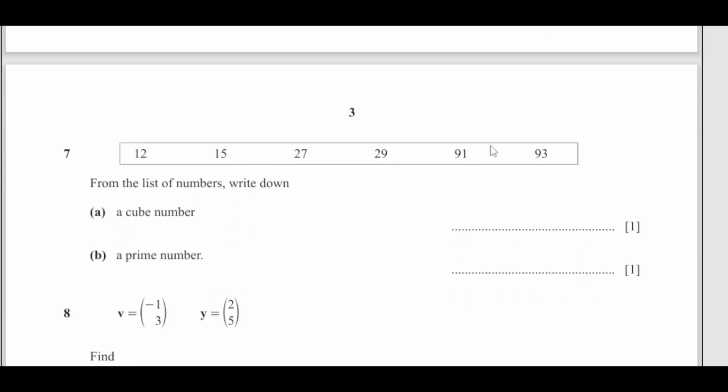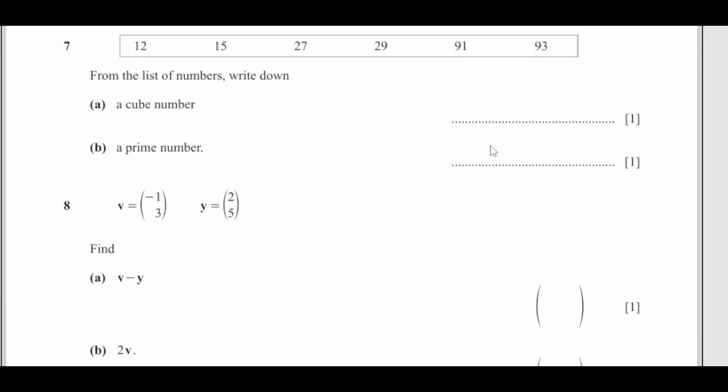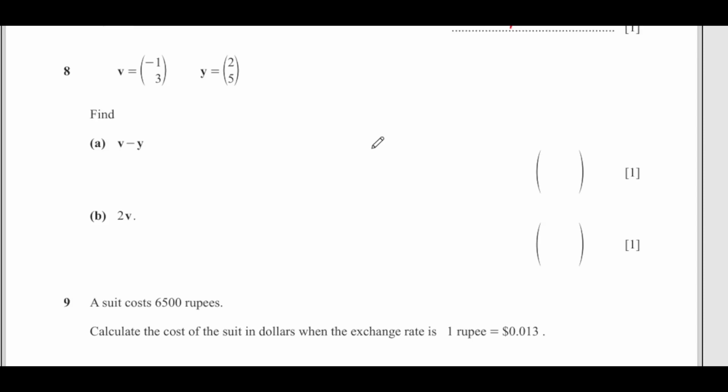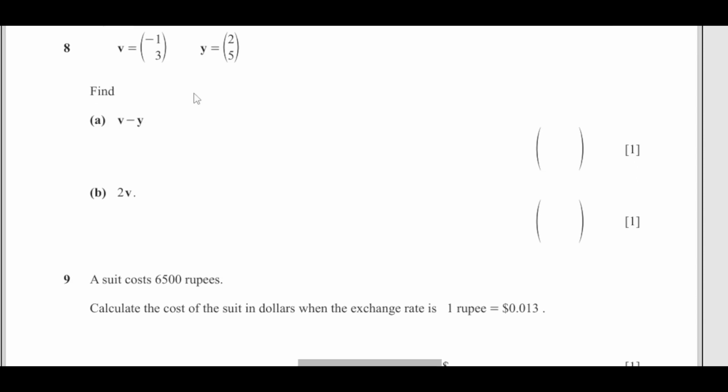Okay, now the next one, question number 7, from the list of numbers write a cube number. So from here if you see clearly 27 is a cube number, so I'm going to write down 27 because this can be written as 3 power 3. 3 times 3 is 9, 9 times 3 is 27. And a prime number, we have prime number here 29, which is not divisible by any other number except 1 and 29. Okay, now number 8, we have vector v and vector y.